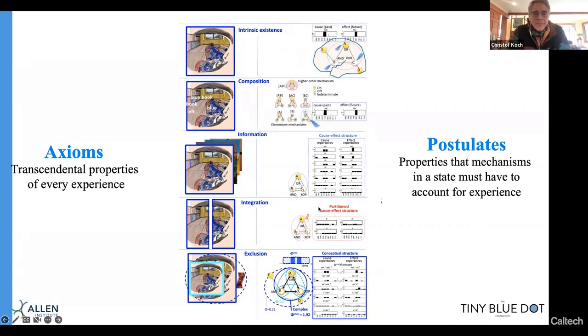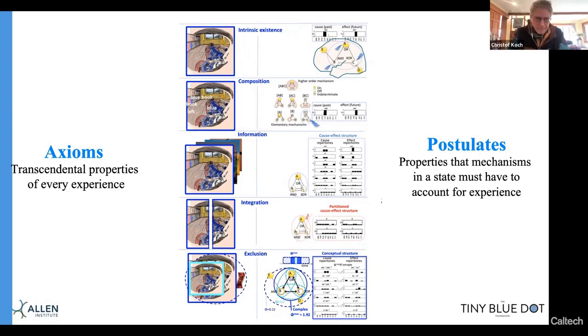Integration says, finally, I'm looking for the system that has maximum causal power. And exclusion says only that system exists that has maximal intrinsic power. Only that system exists for itself. It's a pretty radical claim, so think about it.